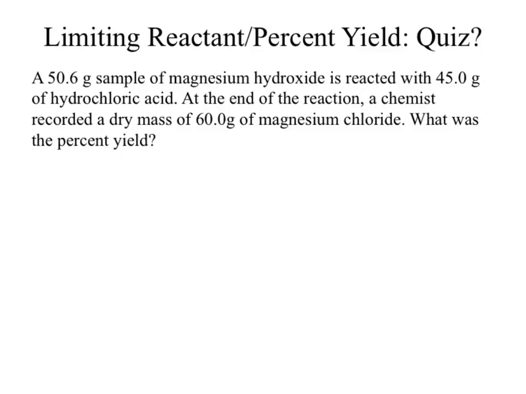We're good with that. So limiting reactant and percent yield. This is kind of the end goal of what you get out of all this material. We move into the lab, we run an experiment, and then we have to predict how well we did at it. So a 50.6 gram sample of magnesium hydroxide is reacted with 45.0 grams of hydrochloric acid. At the end of the reaction, a chemist recorded a dry mass of 60.0 grams of magnesium chloride. What was the percent yield?